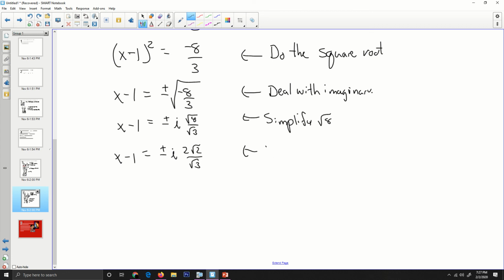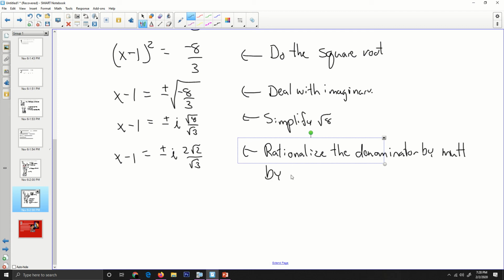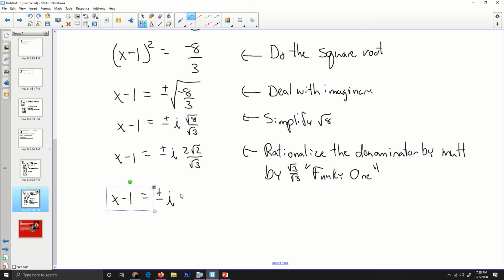So we're going to rationalize the denominator by multiplying by square root of 3 over square root of 3. Funky one. I'm going to do that. So I'll have x minus 1 equals plus or minus i 2 square root of 2 over square root of 3. I'm going to multiply that by square root of 3 over square root of 3.